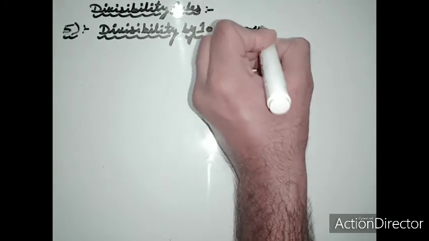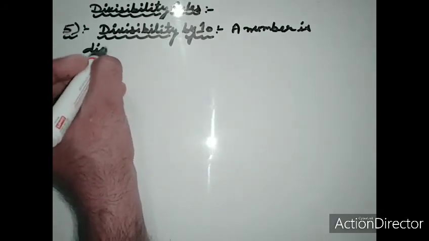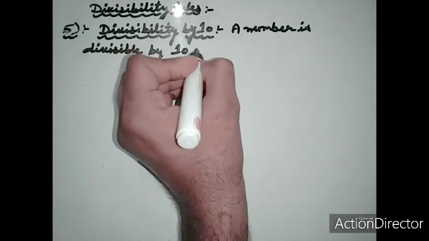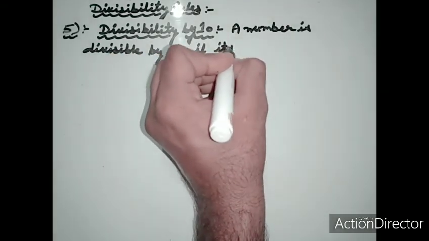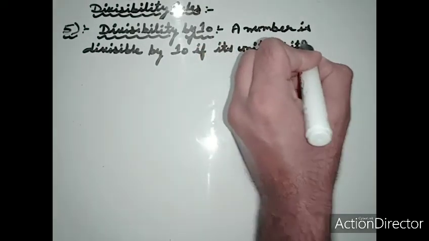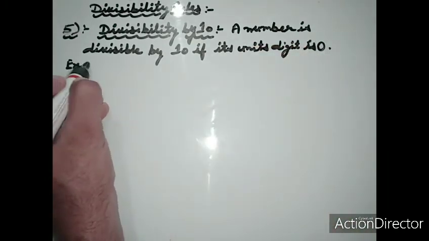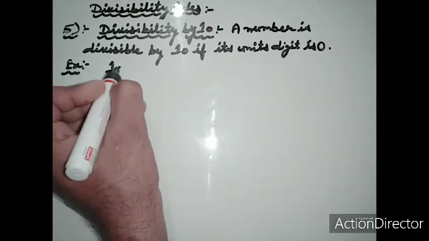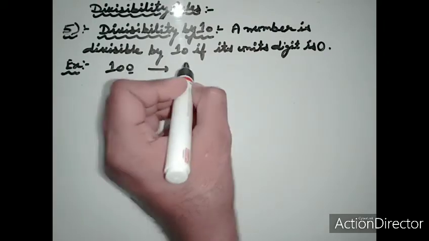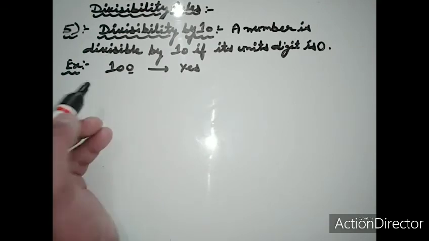So here we write: a number is divisible by 10 if its unit digit is 0, right? Now we take an example like 100, because 100 has unit digit 0, so we say that yes, this number is divisible by 10, right?